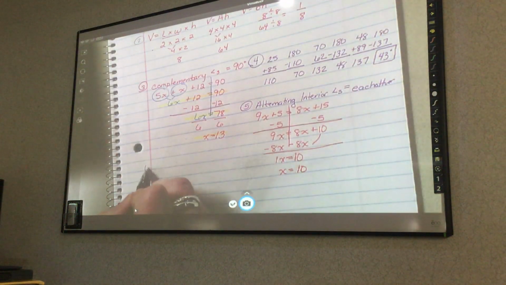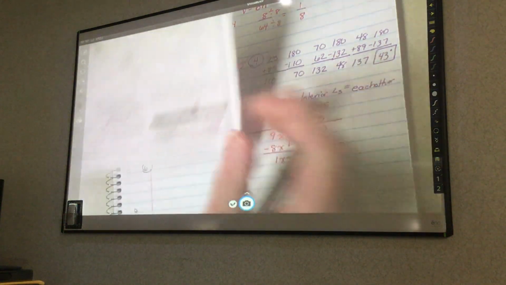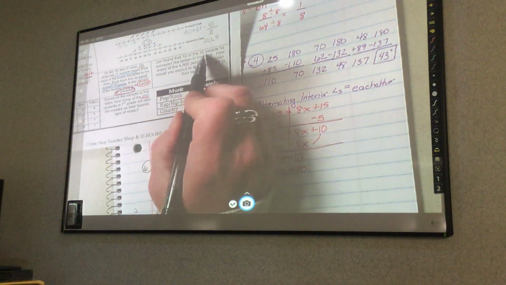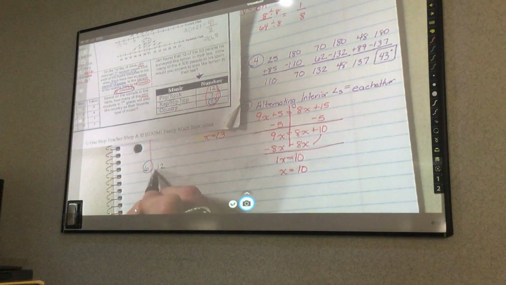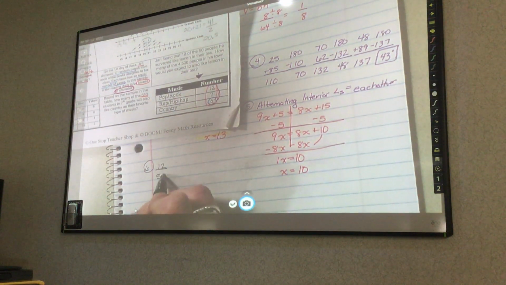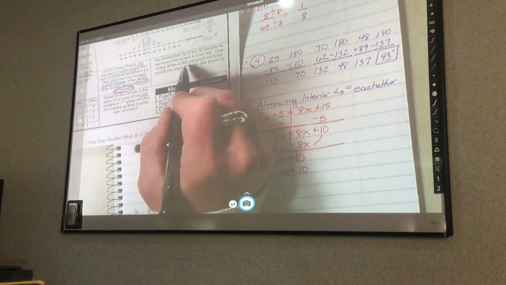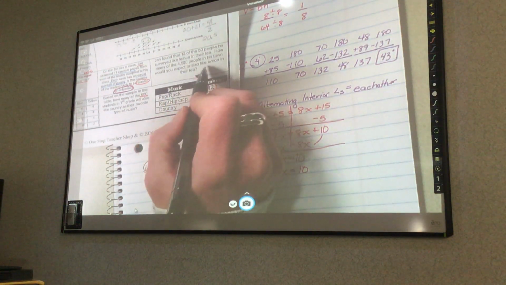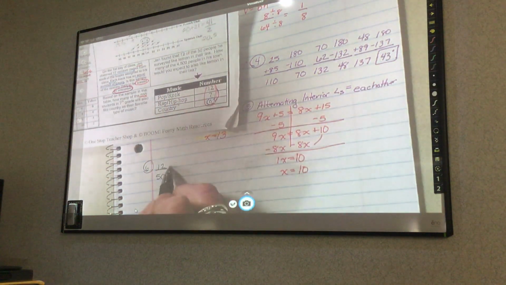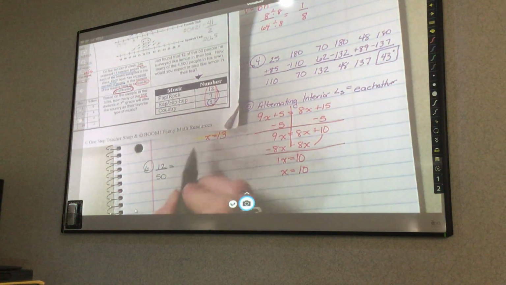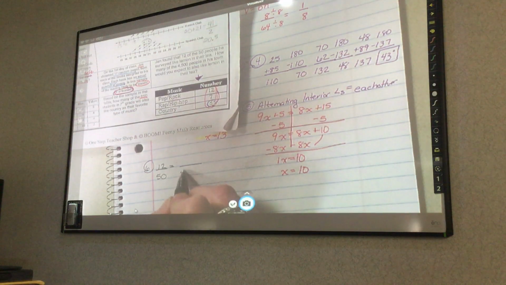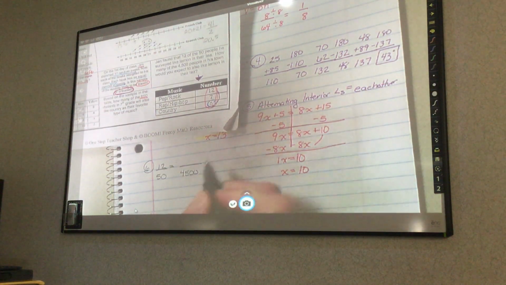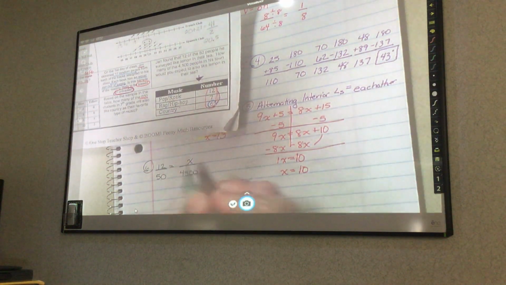Number 6. Jan found that 12 of the 50 people he surveyed like lemon in their tea. So 12 out of 50. How many of the 4,500 people in this town would you expect to also like lemon in their tea? So I have to make this an equivalent ratio. So where does the 4,500 go? Top or bottom? Okay? And so this is my x.